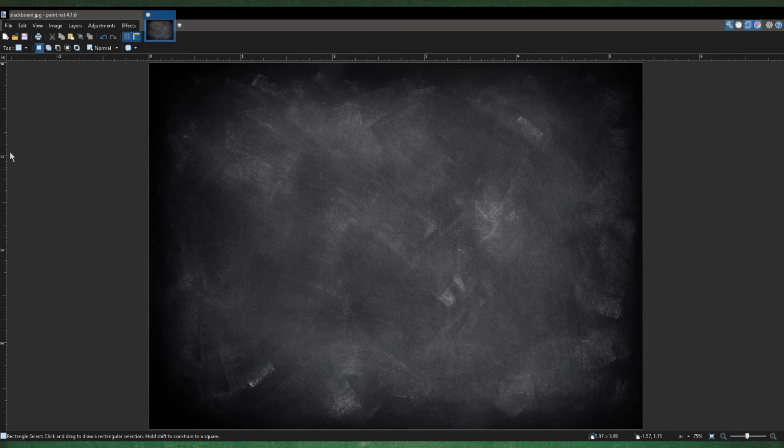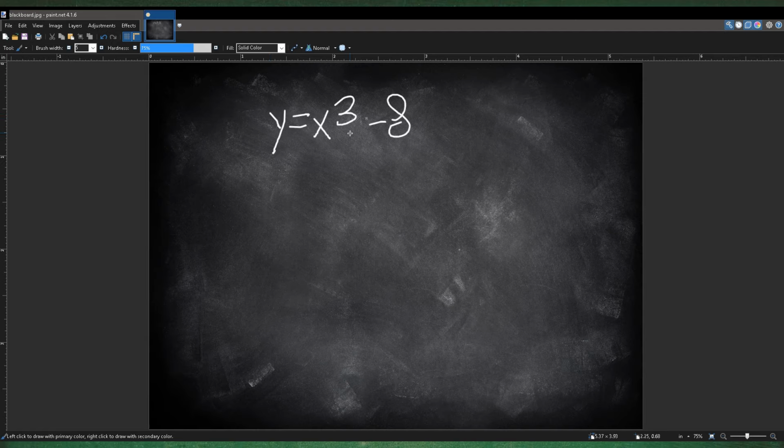The last thing we're going to be learning is finding complex roots. Usually you get equations like, let's say, y is equal to x cubed minus 8.